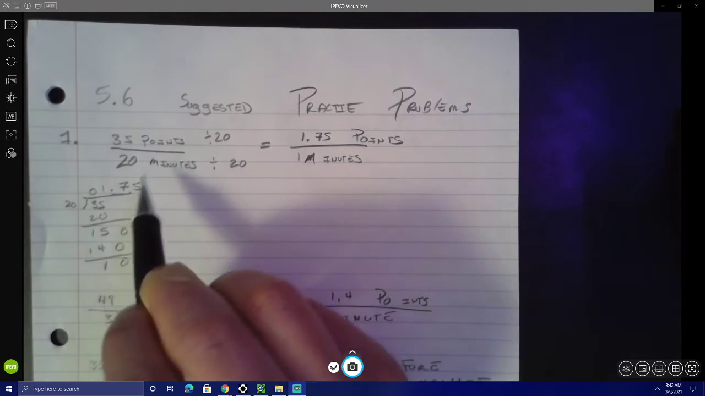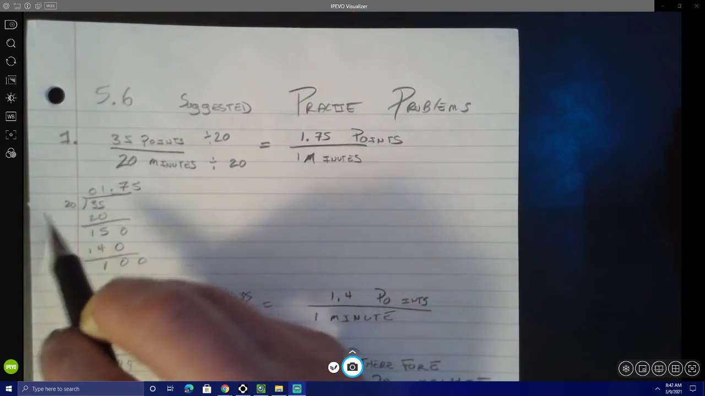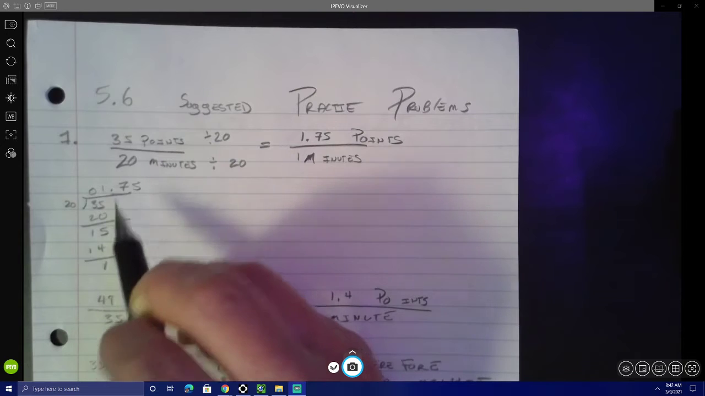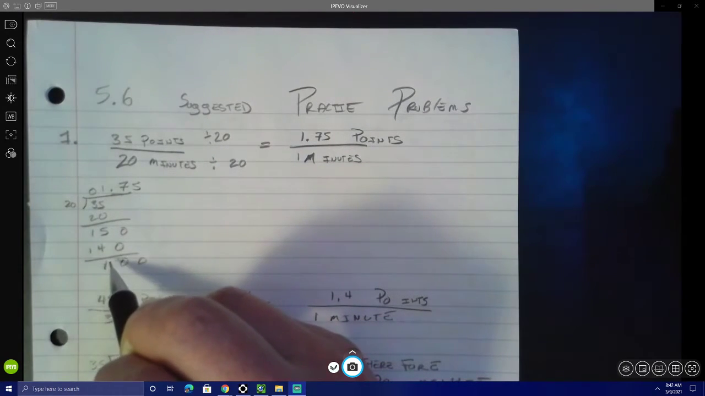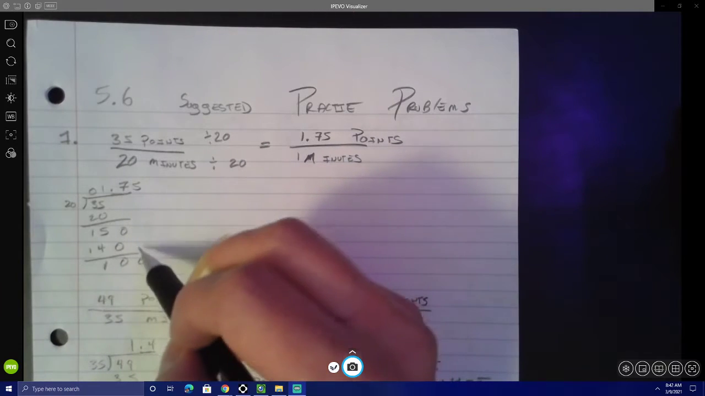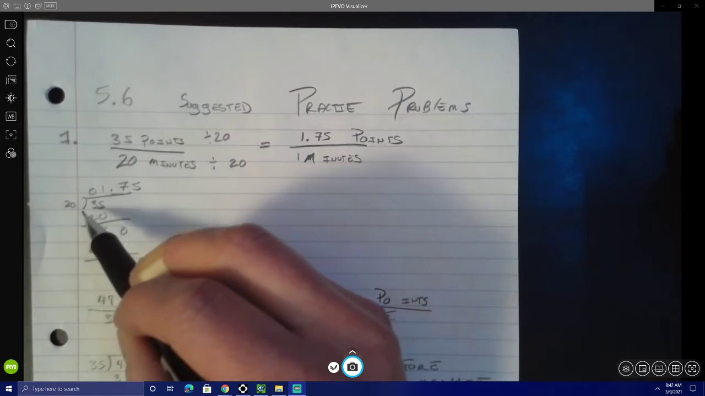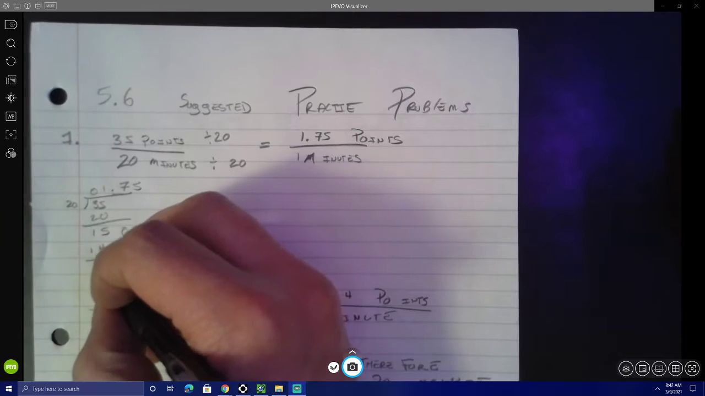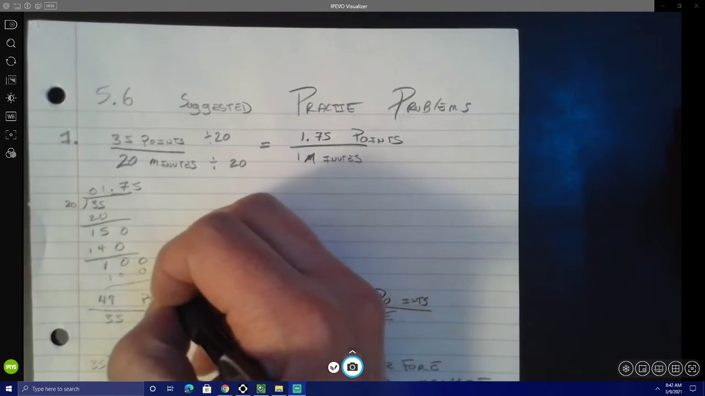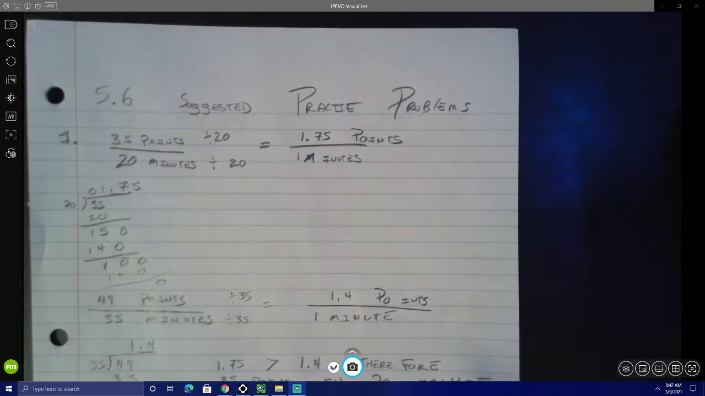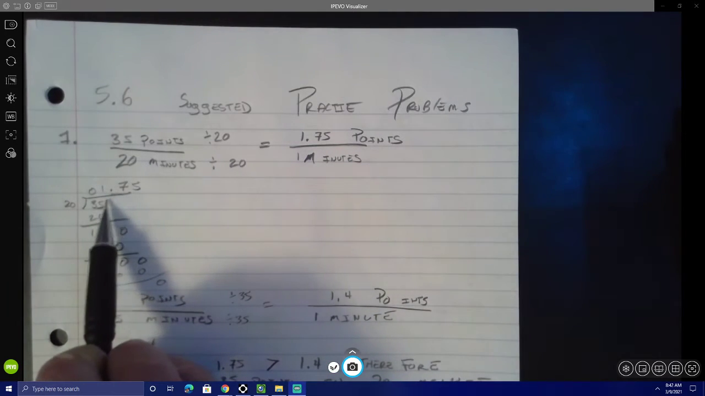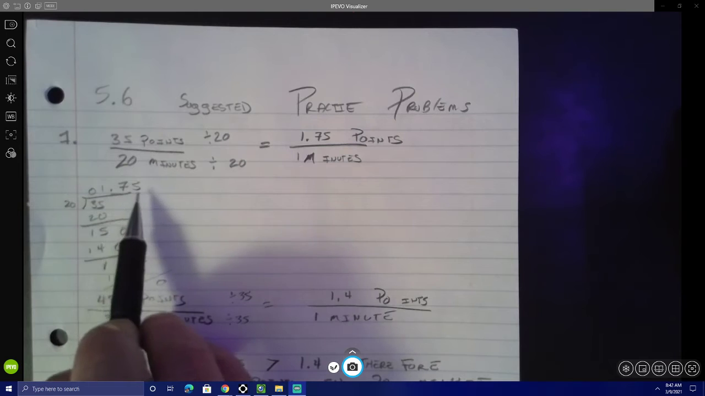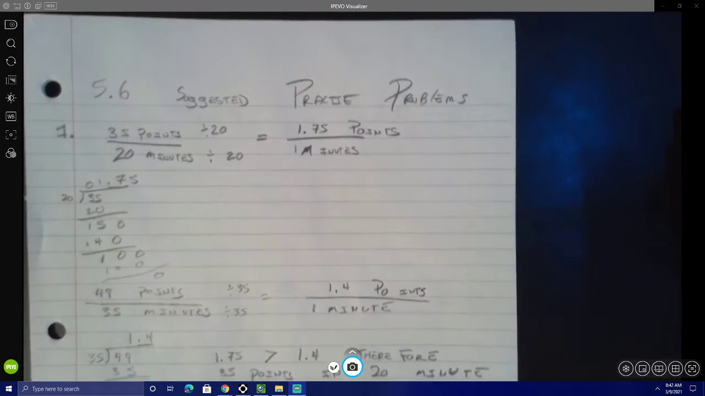I would put a decimal and bring down a 0. I know 20 can go into 157 times, and that would be 140, and I would get a remainder of 10. Bring down another 0, and I know 20 can go into 100 5 times. And that leaves me with a remainder of 0. Therefore, I know every 1 minute, this person would score 1.75 points.